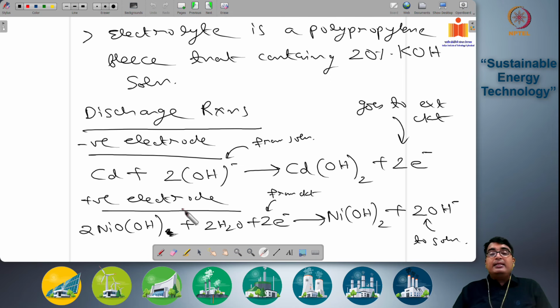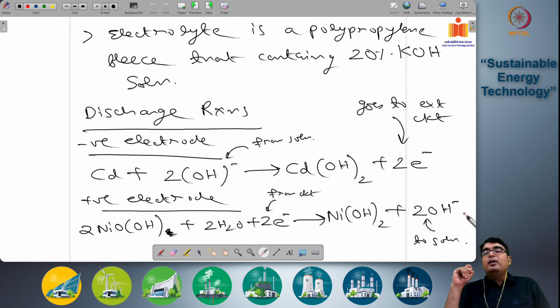Okay. On the positive electrode side, the nickel oxyhydroxide reacts with the water that is present in the electrolyte and the 2 electrons that are coming from the external circuit to form nickel hydroxide and 2 moles of OH minus ions.